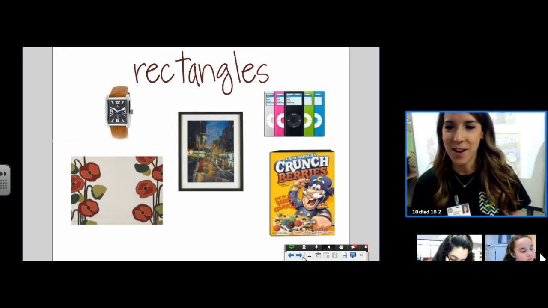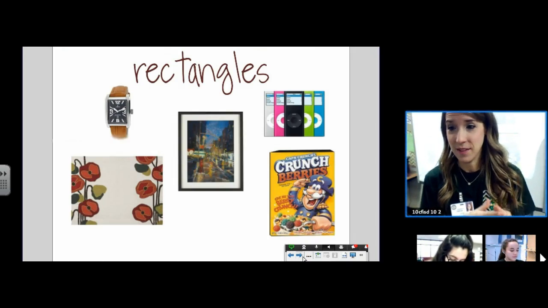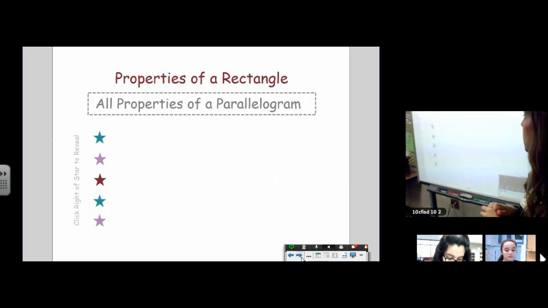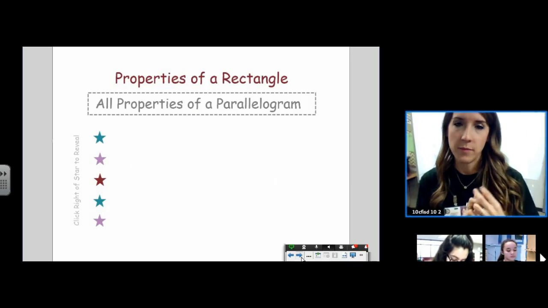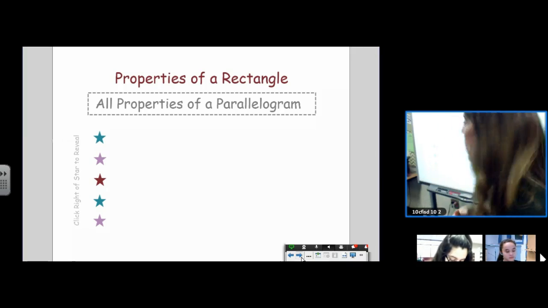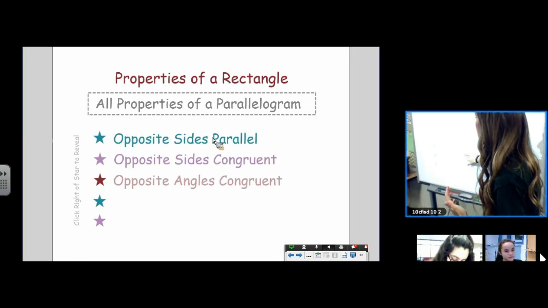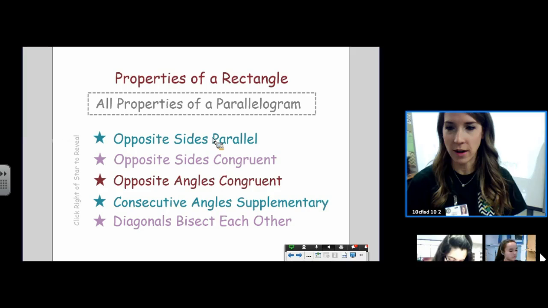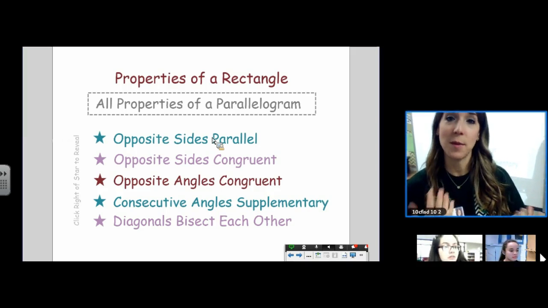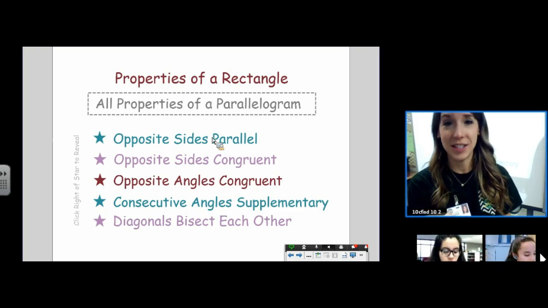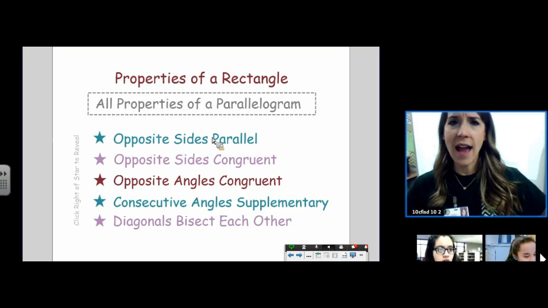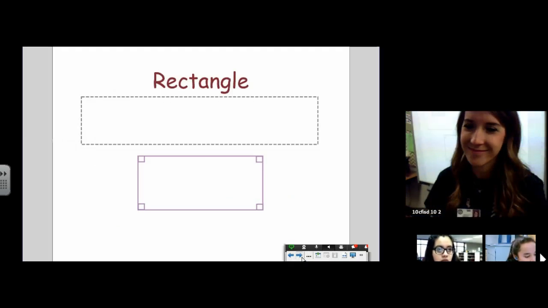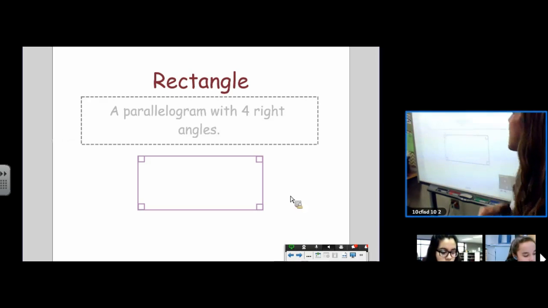Let's start with rectangles. A rectangle is a parallelogram, but it's a special parallelogram, and we're going to find out why. So because a rectangle is a parallelogram, it inherits all of the properties of a parallelogram. For example, do you have the same eye color as one of your parents? Probably. Do you have the same hair color as one of your parents? Possibly. You inherit traits from your parents. Well, the parallelogram inherits traits from the parallelogram. So all 5 of them is true in a rectangle. All 5 of them.